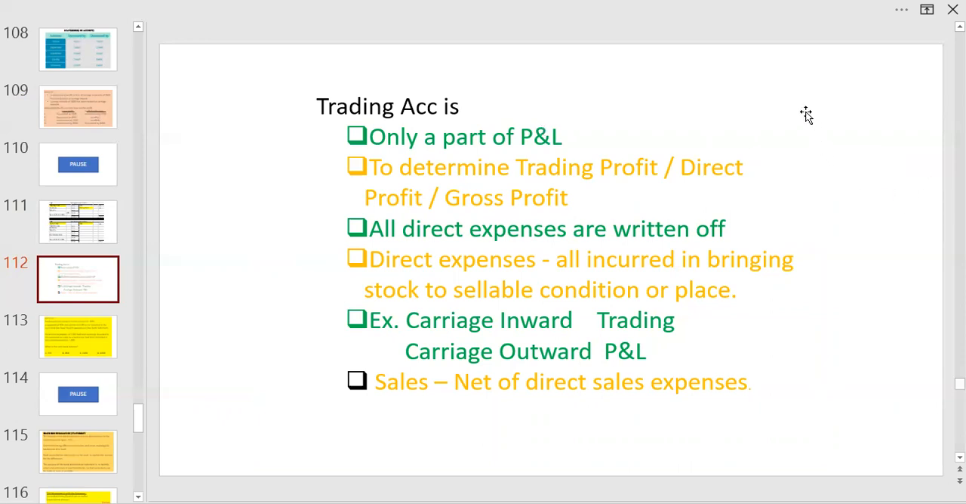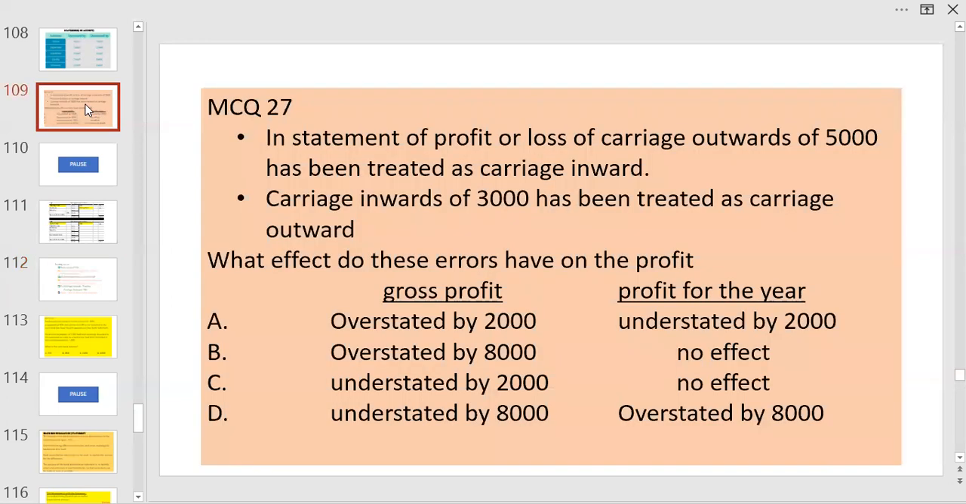So suppose in a profit and loss account, an expenditure has been written on line 5. If it is written on, say, line 7, will it make any difference? It won't. Similarly, changing the places of carriage inward and outward will have no effect on the profit and loss account, because it's only the shifting of the places. So therefore it will have no effect. The answer should be C.